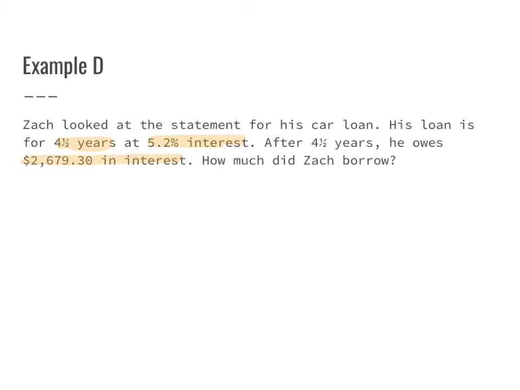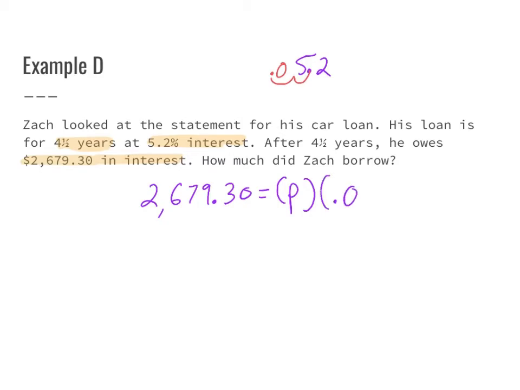So we're going to write down everything else that we have. So we know we have the $2,679.30 in interest. So that's going to be our I. I don't know what the principal is, so I'm going to just put P for now. I do know that the rate is 5.2%, but again, I can't put 5.2% in. Even though it has a decimal in it, it is still a percent. It is just a percent with a decimal, not a decimal. So I'm going to have to move my decimal place 2 places to the left in order to figure out what that decimal is going to be. And it looks like 0.052 is correct. So we're going to put in our decimal 0.052.